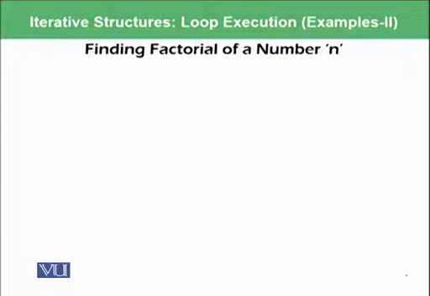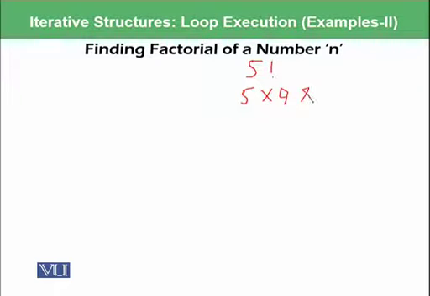You know that when I say factorial, what does it mean? For example, if you want to calculate the factorial of 5, it means 5 into 4 into 3 into 2 into 1. All of this you need to calculate the factorial, which is actually 120. So how can we write an algorithm using a loop to calculate this factorial?